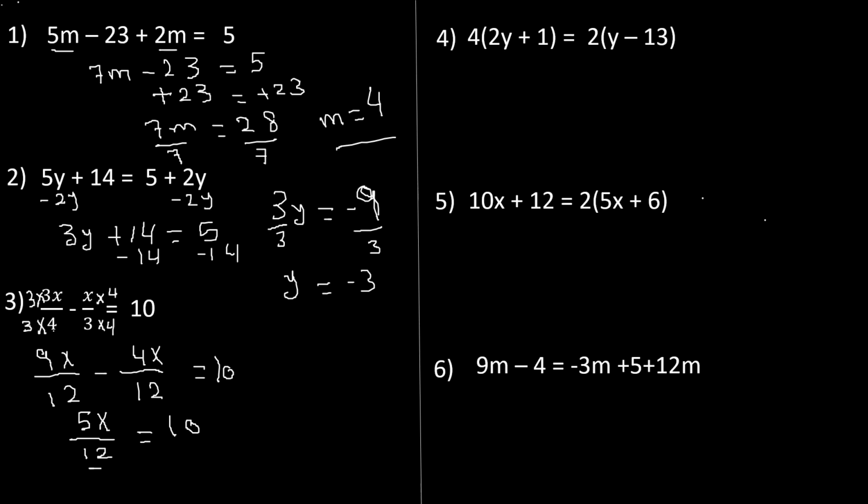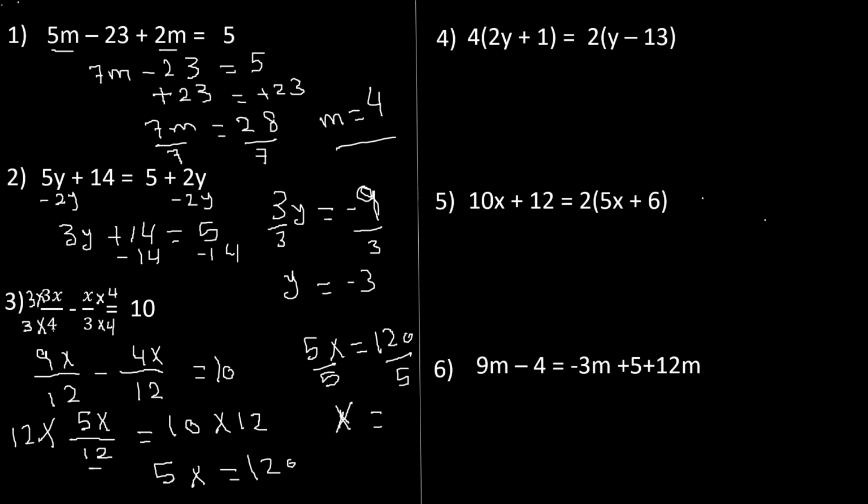Let's do it step by step. This is 12, so we multiply both sides of the equation by 12. We will get 5x equals 120. Then we divide by 5, both sides. Then x will be 24.